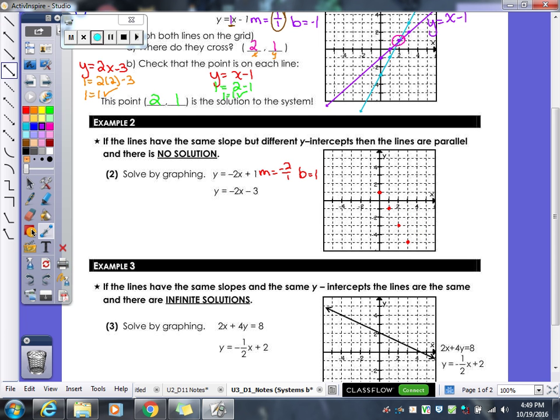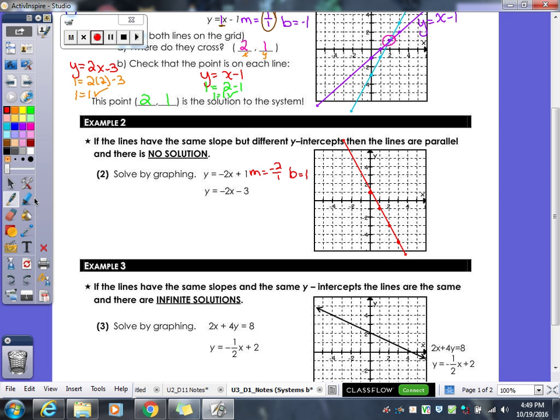Still, the same rules apply. You need at least 3 points to make your graph accurate. So here I'm going to connect my points, and then I'm going to go through and label my line y equals negative 2x plus 1. And then I'm going to go ahead and graph the next one. It's negative 2 over 1.